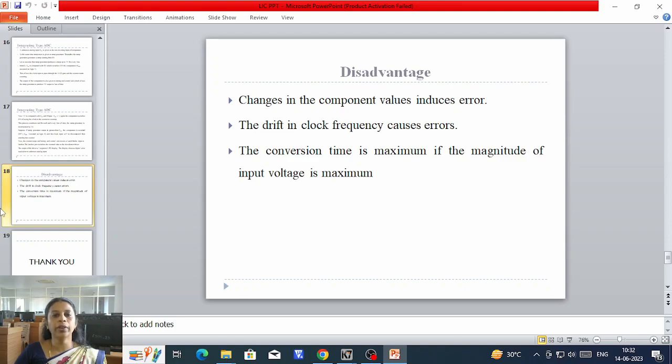So in this video we have discussed the three types of analog to digital converter. One is the flash type, which is the fastest type of conversion. The second one is the successive approximation type, which includes a single comparator. And the third one is the integrating type, which is the comparison of an analog voltage with the ramp generator voltage. Thank you.